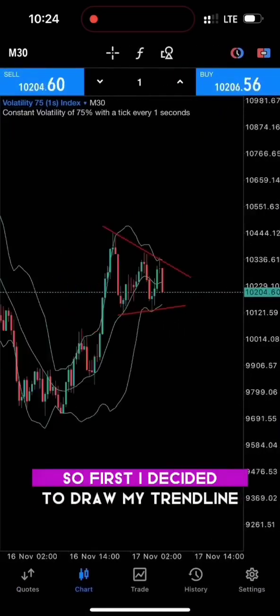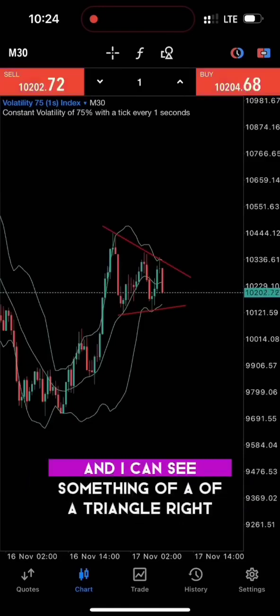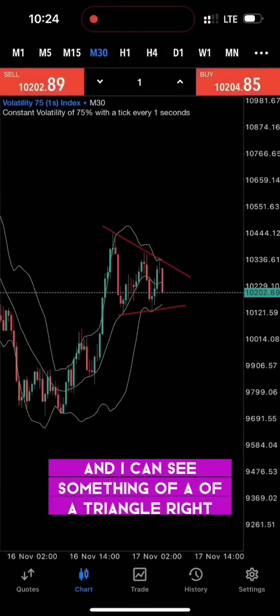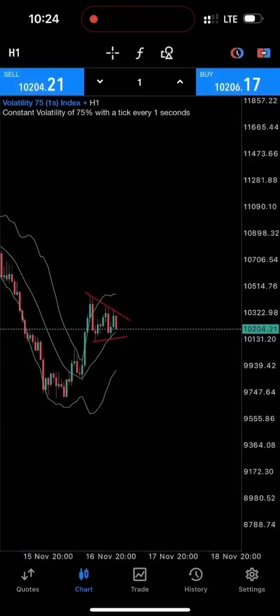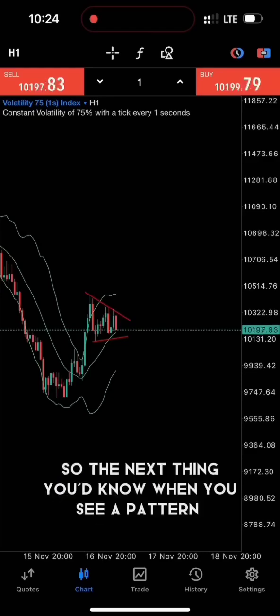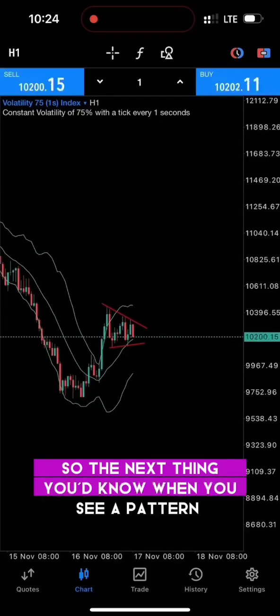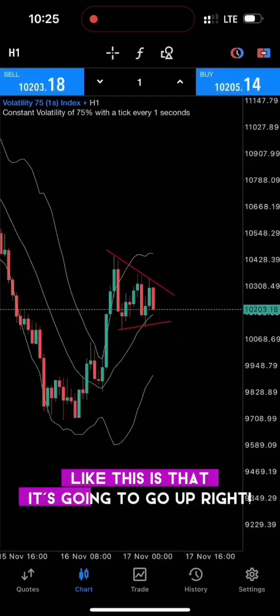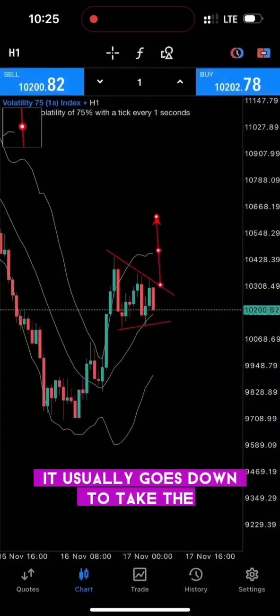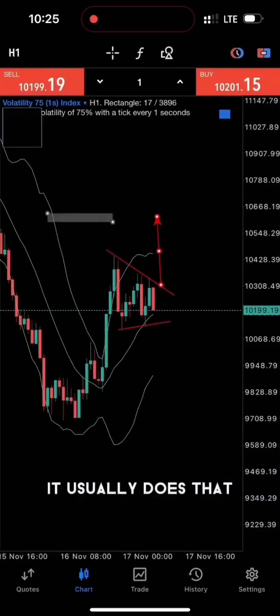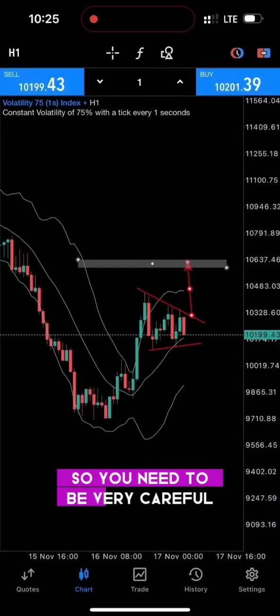So first I decided to draw my trend line, and I can see something of a triangle, right? I'm sure you can see a flag. It's sort of a flag, right? A triangular flag. So the next thing you'd know when you see a pattern like this is that it's going to go up, right? In some scenarios, it usually goes down first to take the stop losses of the early buyers. It usually does that. So you need to be very careful.